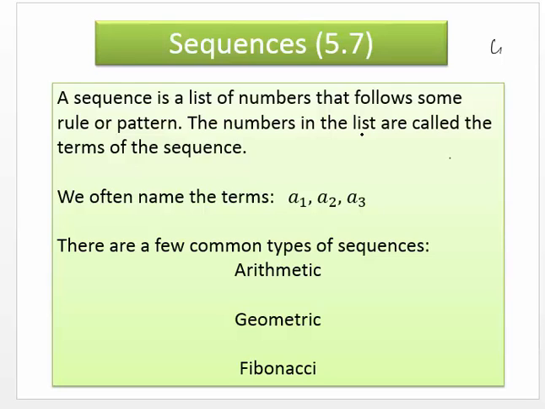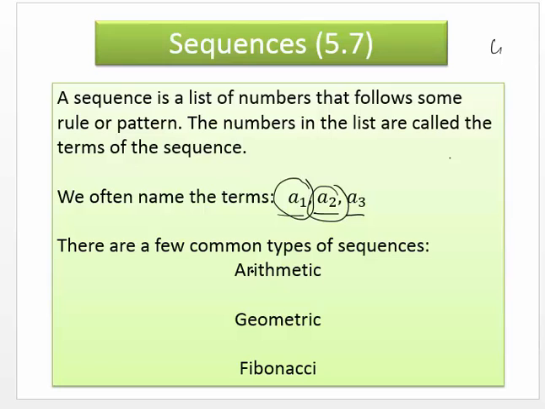If you take a look at what sequences are, it's a list of numbers that follow a rule or a pattern, and the numbers in the list are called the terms of the sequence, and we often name the terms A sub 1, A sub 2, A sub 3, etc. I'm saying the word sub as in subscript. So when you see A sub 1, that means the first term in a sequence. When you see A sub 2, that means the second term in a sequence, etc.